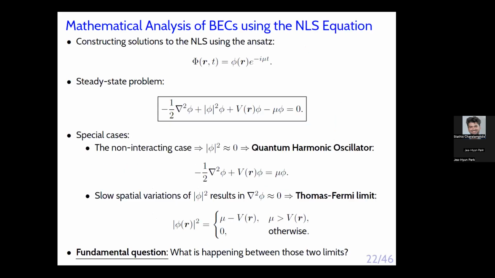But now, if you have a potential in your problem, especially in higher dimensions, the question is, how can you solve the problem?